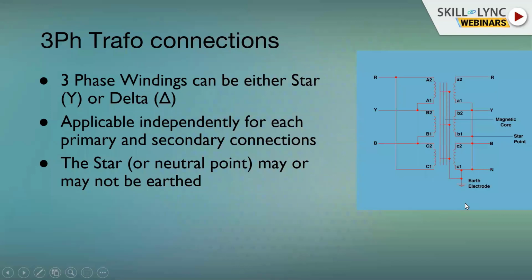So in any three-phase winding, I have a choice. It can be connected in star or delta. So technically, a three-phase transformer can be star-star, star-delta, delta-star, delta-delta. So all these combinations are possible. Each combination has a different application and usage in a real power system.